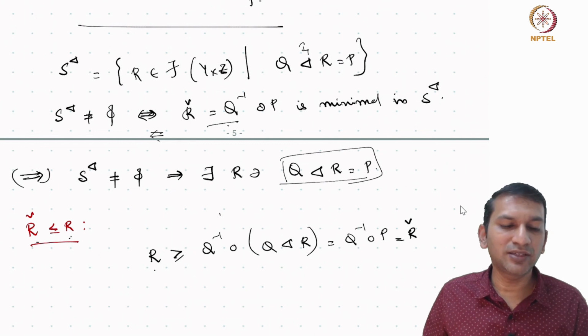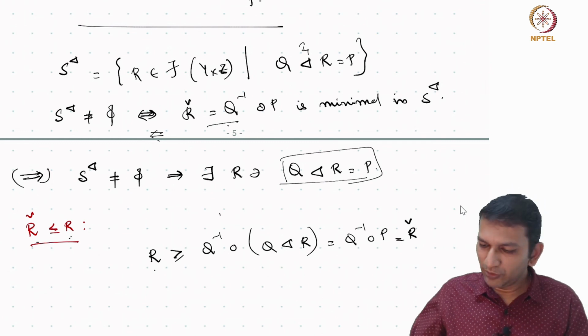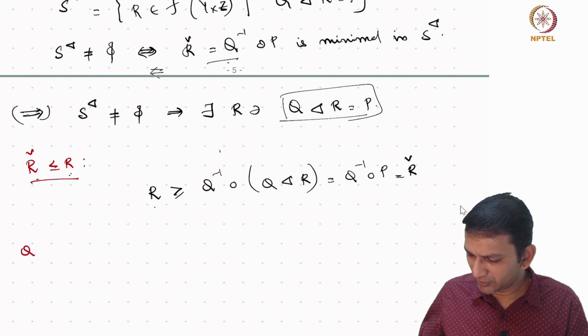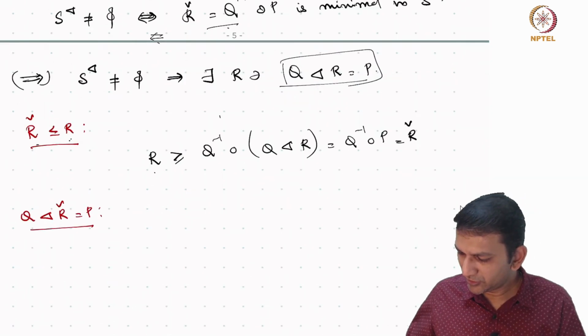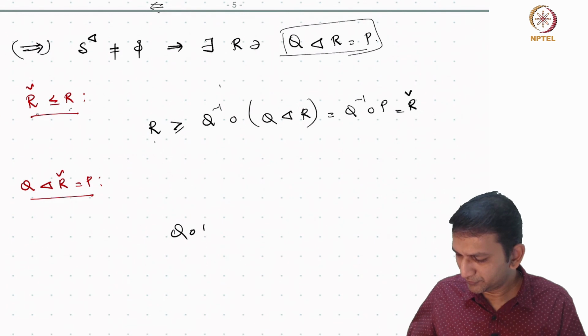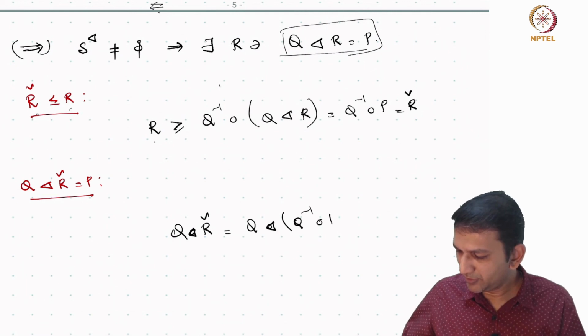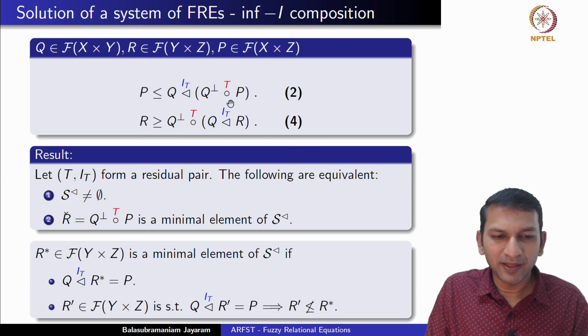or at least R does not go below R check. So what we need to show is the second thing, that R check is in fact a solution. That means Q delta R check is equal to P. So let's look at what Q delta R check is. And this is nothing but Q circle Q delta Q inverse circle P. But now if you look at the first inequality, it is exactly the same, Q delta Q inverse circle P.